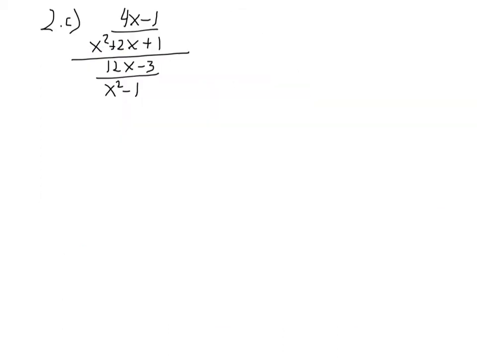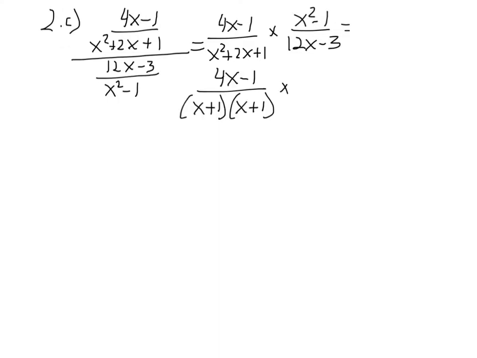For this problem, we have a fraction over a fraction, and we're going to make it, again, a multiplication. So I'm going to write that out. So there's our multiplication problem, but before we do any multiplication, let's factor and cancel things out. So the first fraction factors: 4x minus 1, can't do anything with that. X squared plus 2x plus 1 factors to x plus 1 times x plus 1. X squared minus 1 we recognize as the difference between two squares, which becomes a squared minus b squared, a minus b times a plus b.